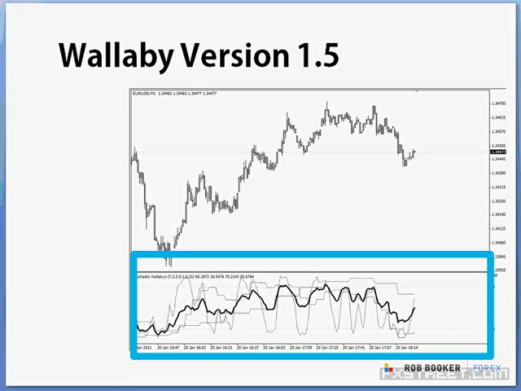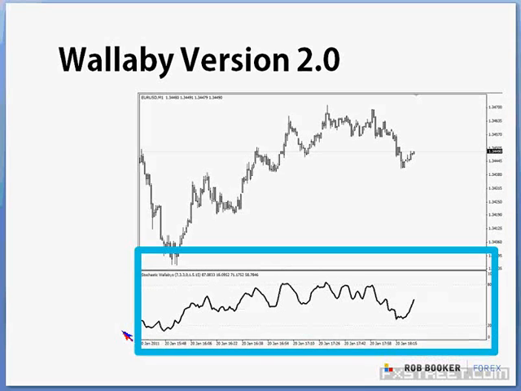And then Wallaby version 2.0 is just that average line. That is the average reading of three stochastic oscillators, one from the 1-minute chart, one from the 5-minute chart, and one from the 15-minute chart.